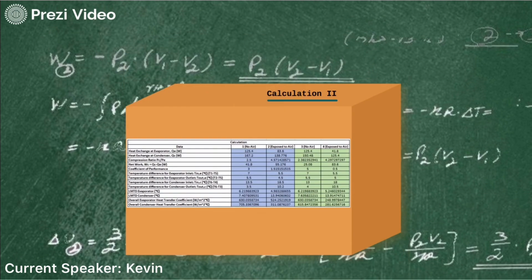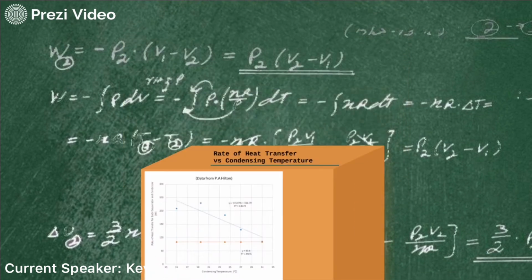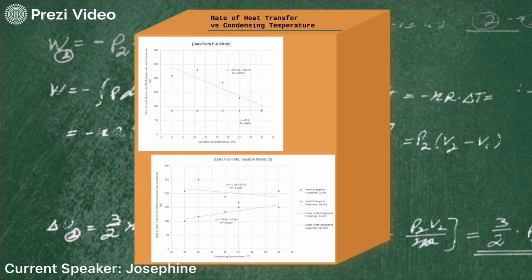As we can see, the data difference is relatively high when the system is exposed to airflow. We can see the heat exchange and overall heat transfer coefficient plummet when the system is exposed to airflow from this table. The coefficient of performance decreases significantly, and as a consequence, the total work required for the system also increases. Based on the data and calculations shown previously, several graphs are made to better visualize the trends and the relationships between several properties.